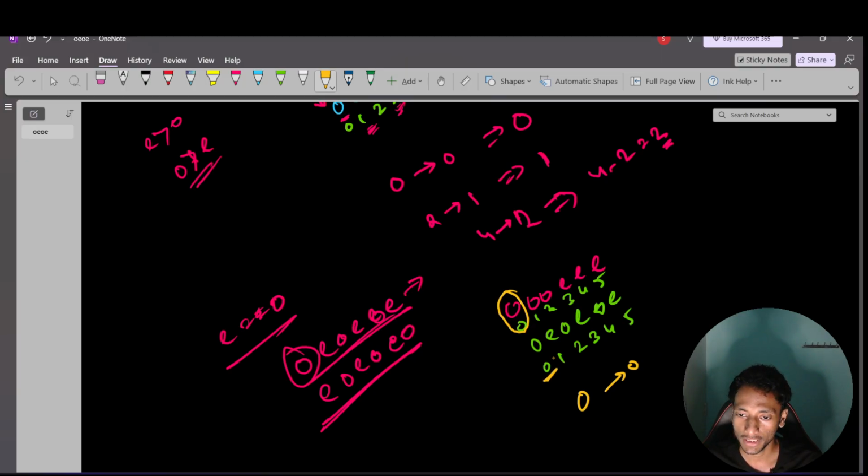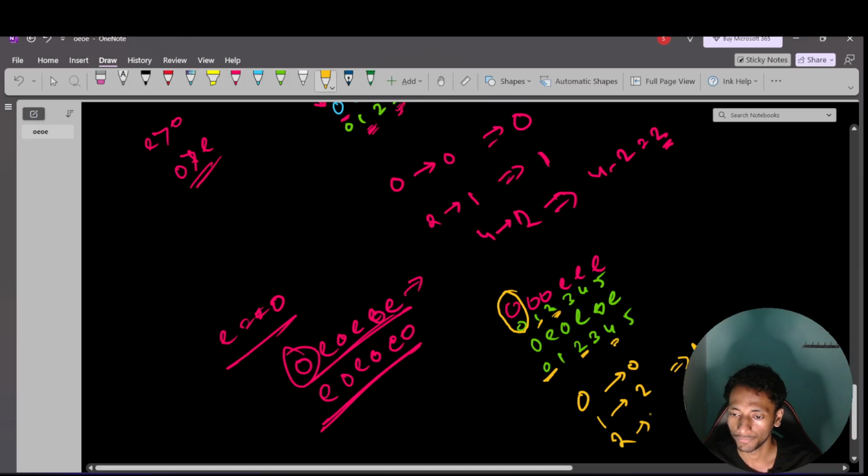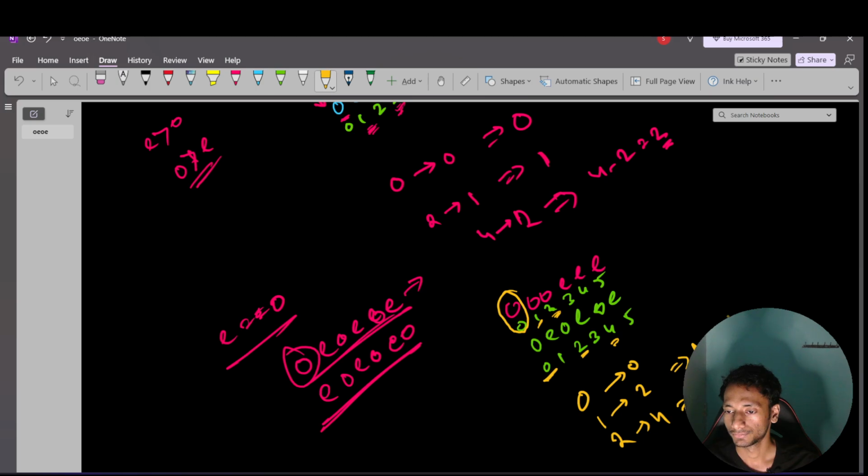So 0 to 0. Next, the current position is 1 and the target position is 2. So 1 to 2. How many swaps are required? 1. Next odd position is 2, and the target position is 4. So how many swaps are required? 2. So a total of 3 swaps are required. Got it? For this situation.